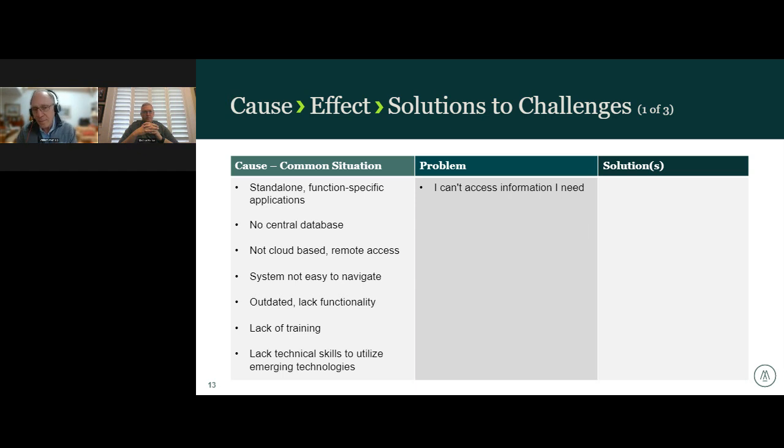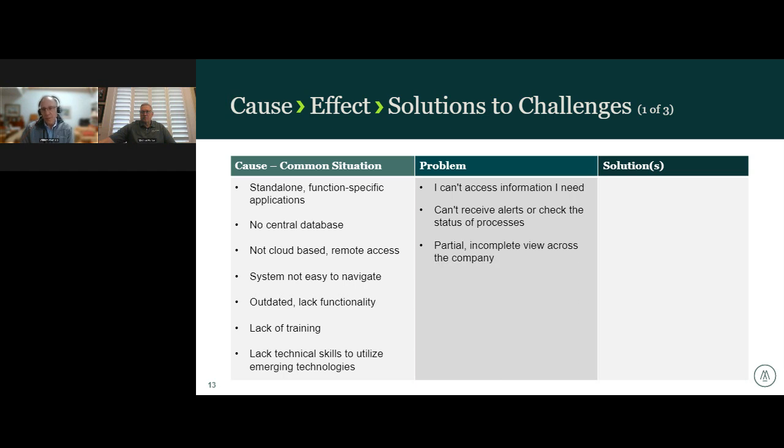So information is not networked. You can have a problem. I cannot access the information I need to run the business, or maybe I can't check in on the status of a fermentation, or check in on the status of an inventory item that I need to know about the availability and what's actually available to sell.